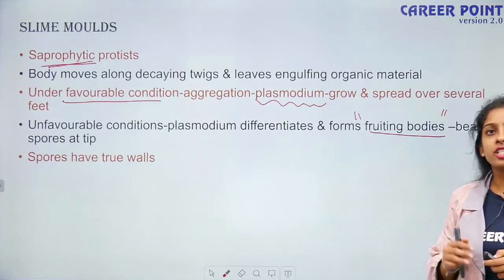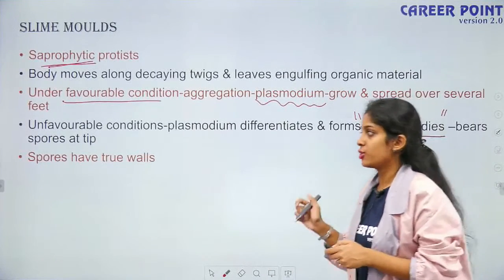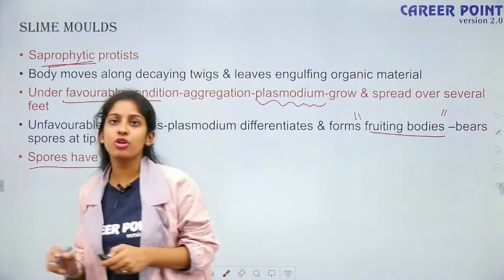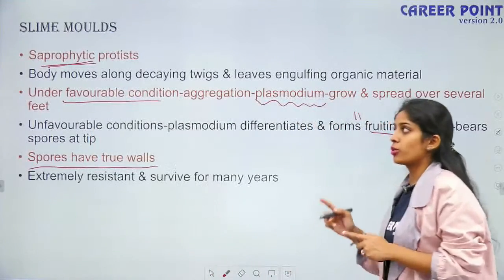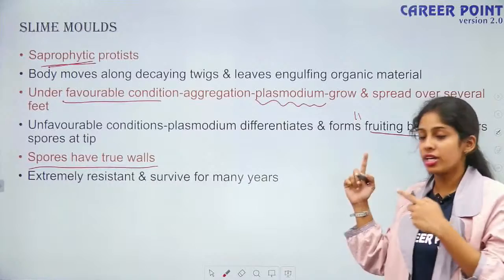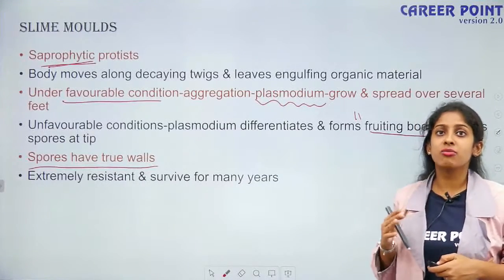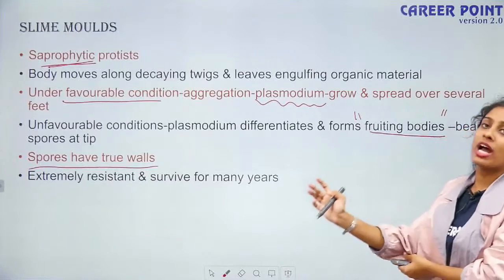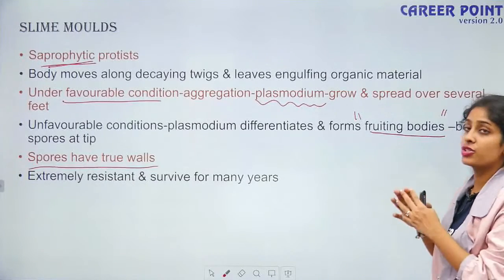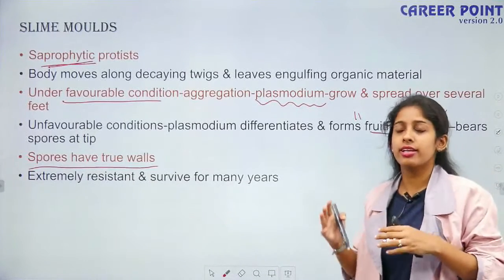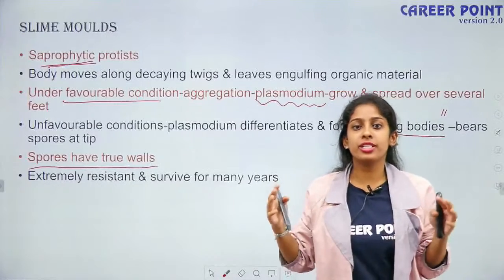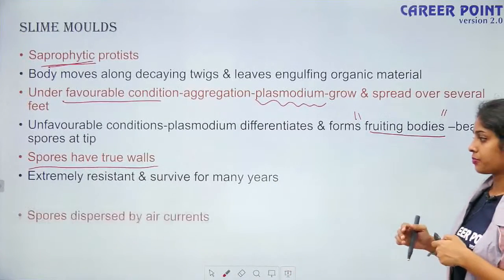The next one, the spores have true walls. So that is one important point. The spores have true walls. So talking about the cell wall again, here it means that they have walls. They are extremely resistant and they can survive for so many years. So this is one member of your protist which can be extremely resistant and can survive for a pretty long period of time on earth.